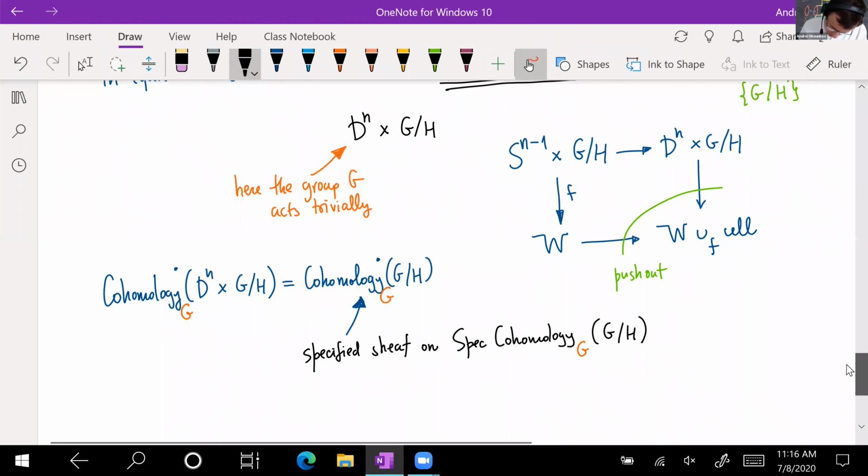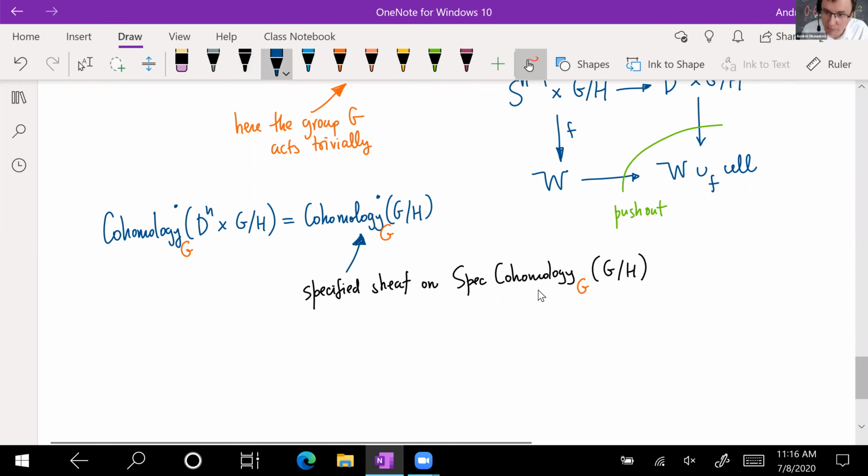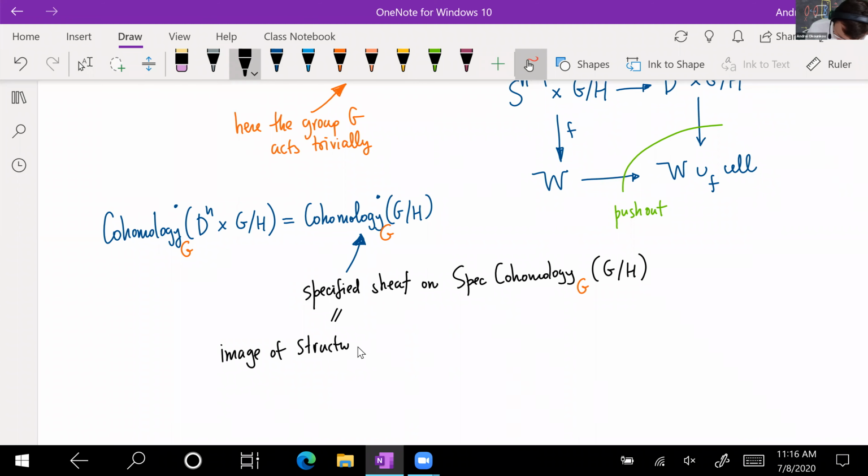But by basic axioms of what we expect from group actions, remember, we expect that if I have a space with a free group action, then its equivariant cohomology is just the cohomology of the quotient. So that's the basic axiom we expect. This is the image of the structure sheaf. The ring itself is called the structure sheaf.